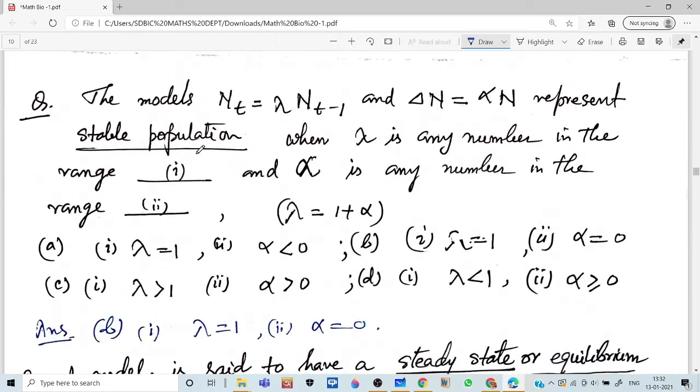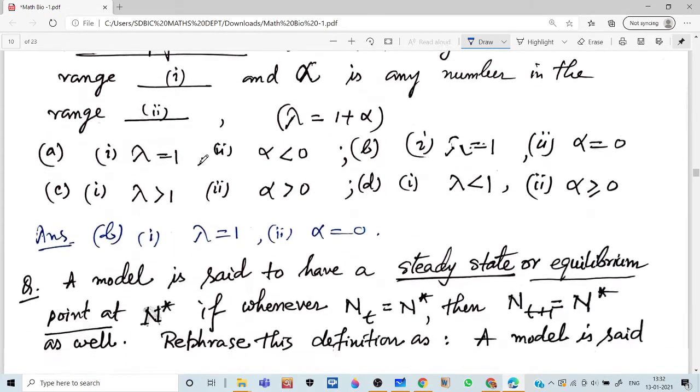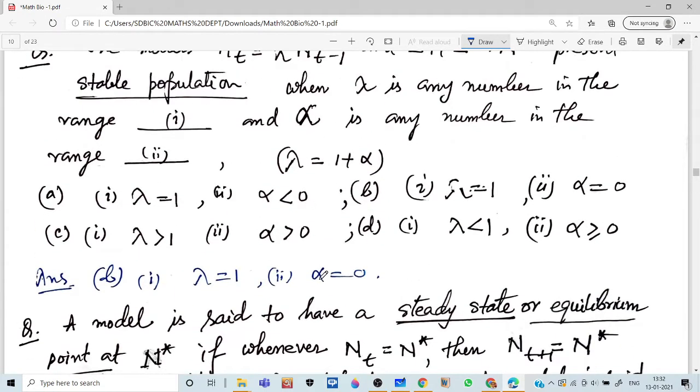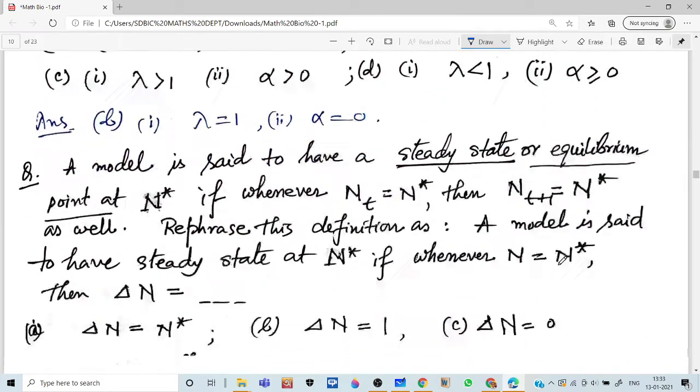Next problem, the same problem, only about a stable population. In a stable population, the death rate and birth rate are equal, so alpha is equal to 0. Lambda is equal to 1 plus alpha, and alpha is equal to 0, so lambda is equal to 1. So the correct answer is B, that is, the value of lambda is 1 and alpha is 0.